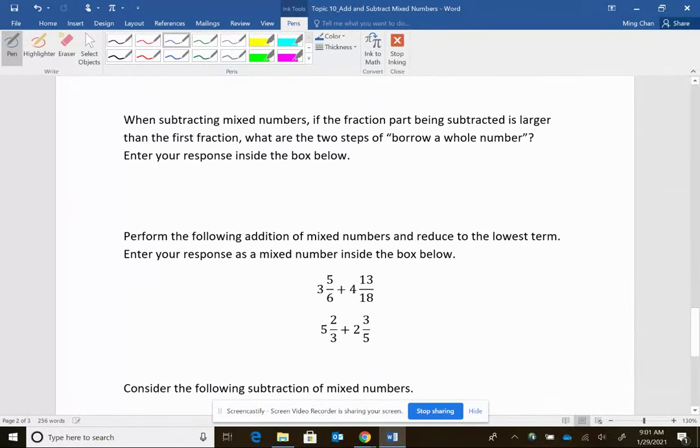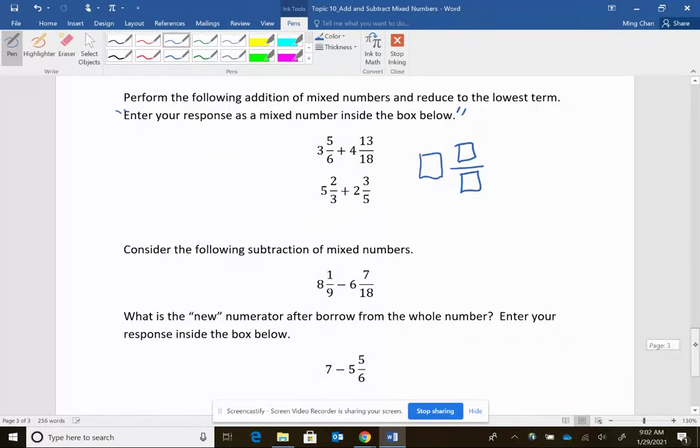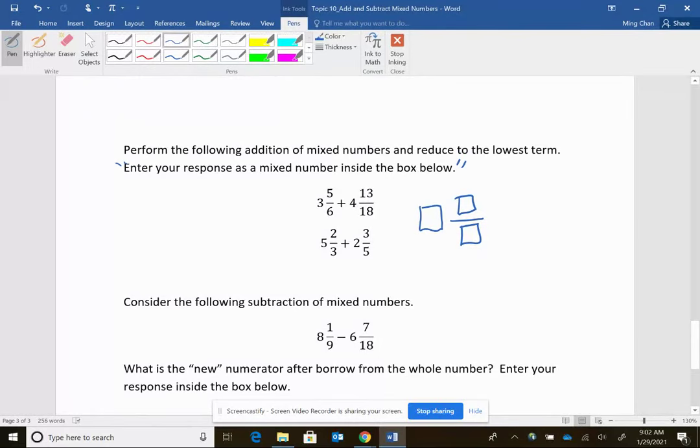All right, perform the following addition of mixed numbers, and reduce to the lowest term. Enter your response as a mixed number. So make sure you use the graphical equation to enter your mixed number. Make sure you choose the fraction part. So whatever your answer is, enter the whole number first. Then choose the fraction part so you can enter your fraction. Otherwise, it will be hard for me to read your mixed number answers. I will not accept improper fractions here because I do want you to know how to enter mixed numbers.